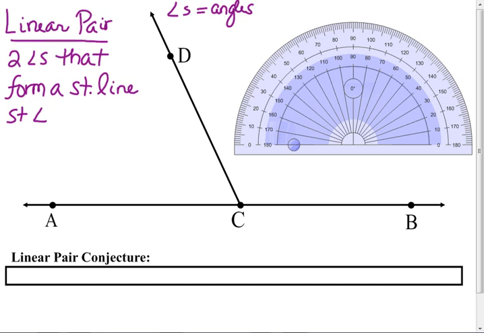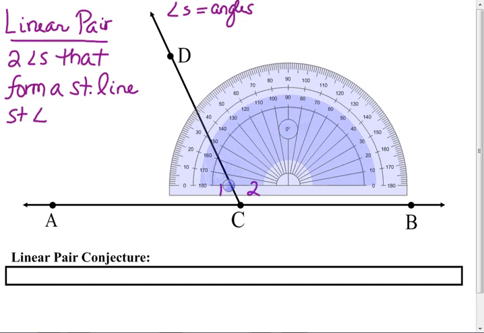Conjecture is a guess. Now, I have a linear pair here. I don't want to call it angle ACD. I can, but it's confusing, for me at least. I'm going to call it angle 1 and angle 2. And what do you think is true about those linear pairs? They form a straight line. How many degrees in a straight line?